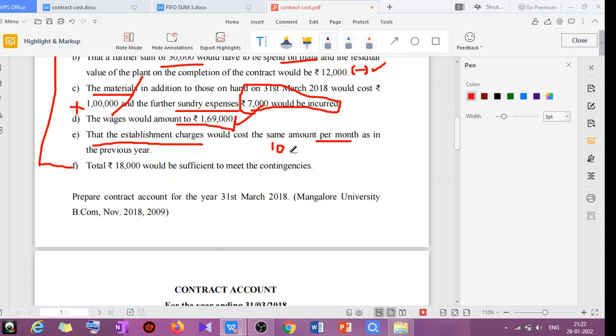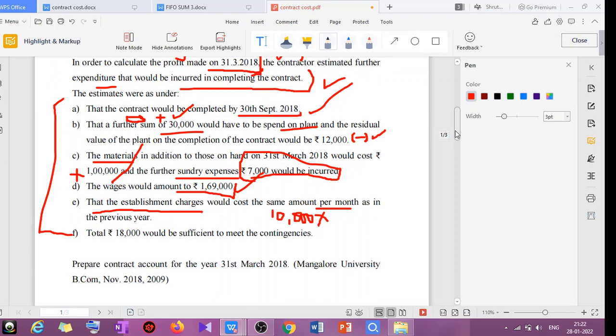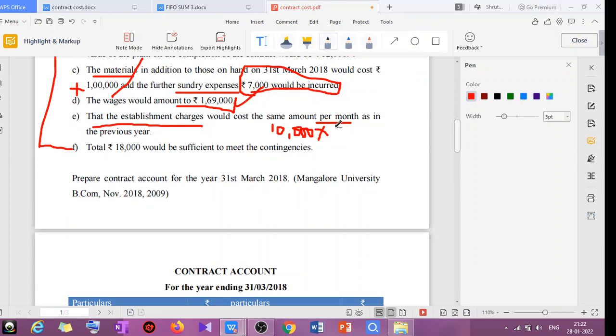12 months. Okay, 10,000, it is for 12 months. You need to calculate for 6 months. Got it? Because the contract is extended till 30th September. So 6 months. So you have to calculate 6 months. For 6 months it will be 5,000. I hope it is clear to you.